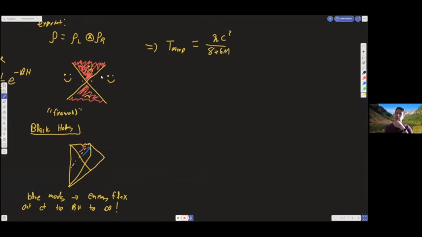Okay, so this thermal entanglement across the horizon leads to this energy flux, where the state of the blue modes coming out is thermal, up to something called gray body factors, which I'm not going to explain, with this temperature, which is the Hawking temperature. So any questions about that?